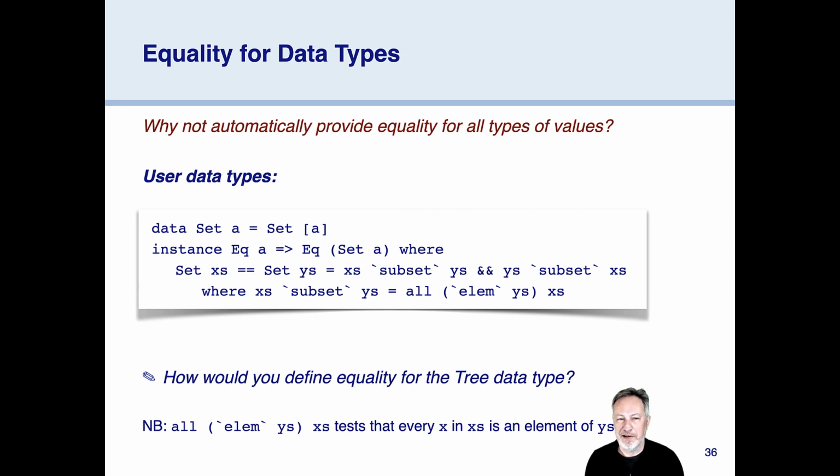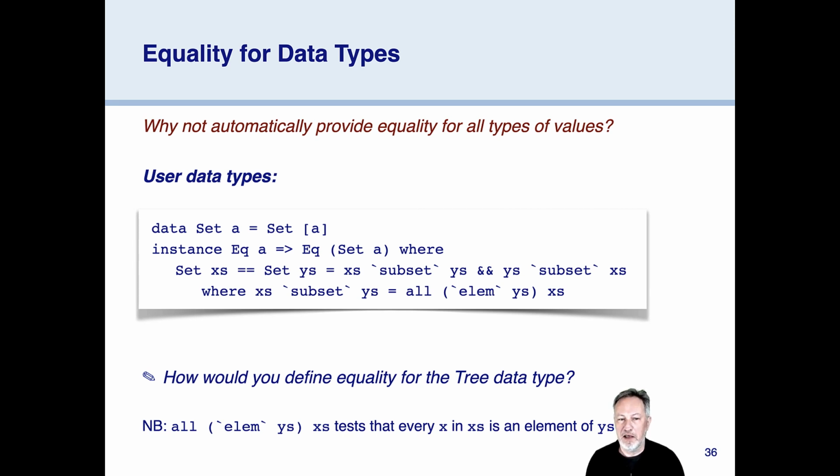Now, you might ask, wouldn't it be possible for user-defined data types and any complex data types to automatically infer, generate equality for all types of values? I mean, it's just recursion anyway. So here's an example which disproves that.